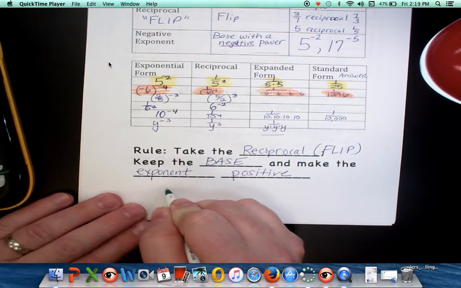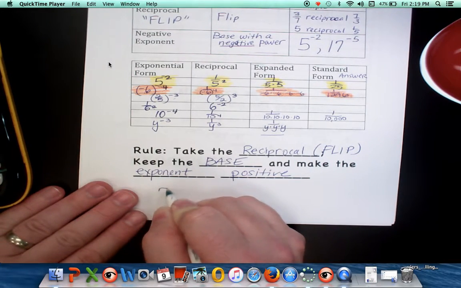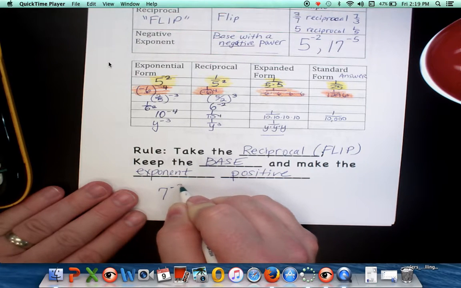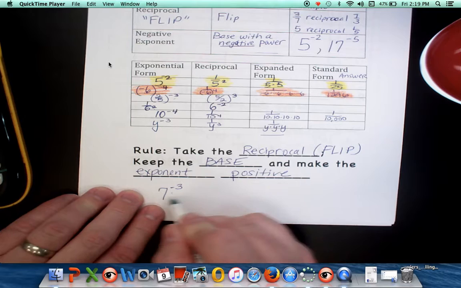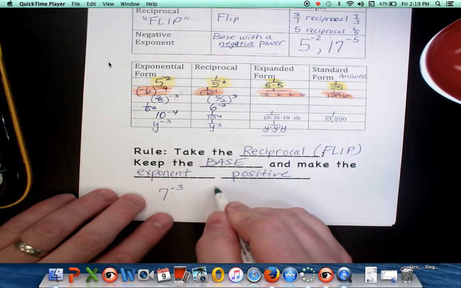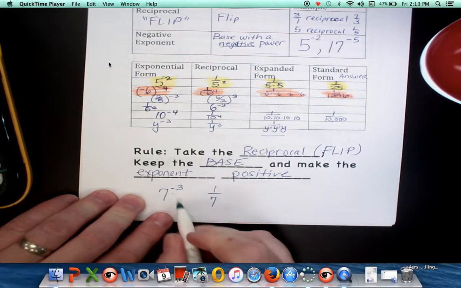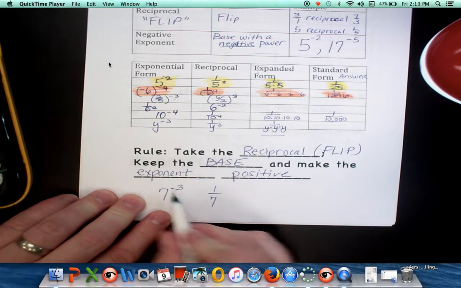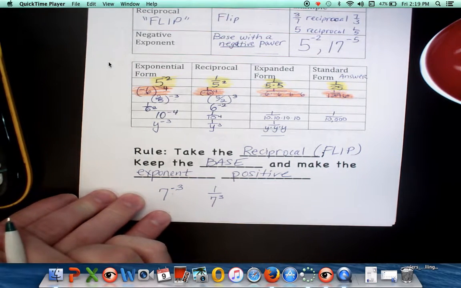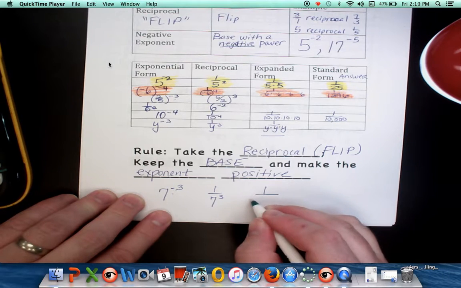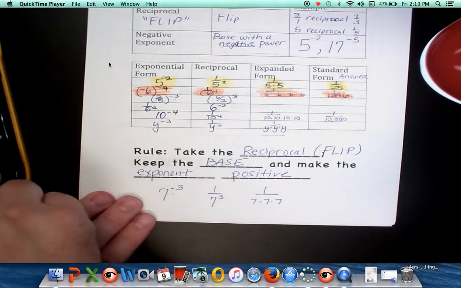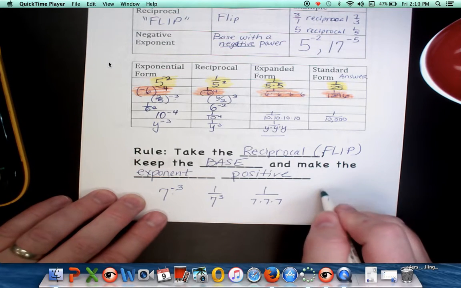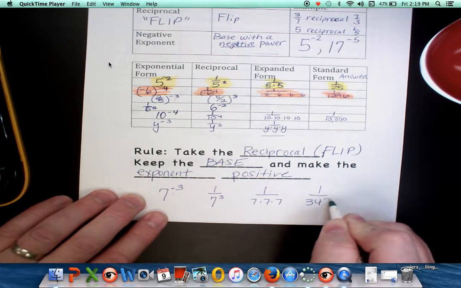Another example here, one more. If I have 7 to the negative 3rd power, I don't want that like that. I want to make it positive. I need to take the reciprocal, which is 1 over 7, make the exponent positive, 3. I can expand it out on my organizer. And then I can also be able to get it as a standard form as 1 over 343.